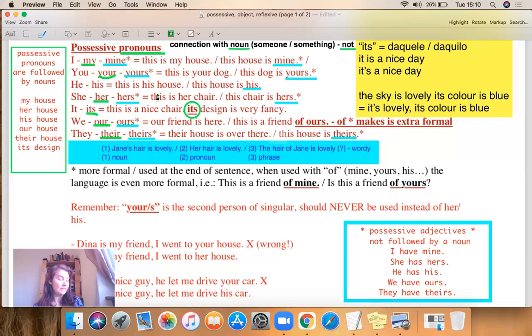So this is their rubber. This rubber is theirs. This is their pen. This pen is theirs. This is their pencil. This pencil is theirs. Same thing. And so yes, this is some of the things that I wanted to tell you about today.